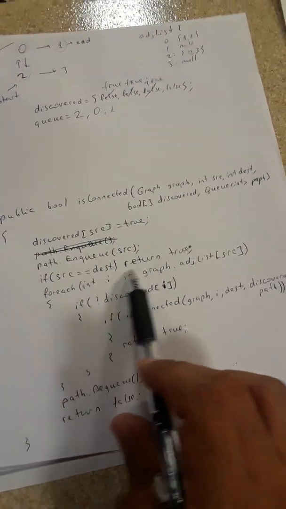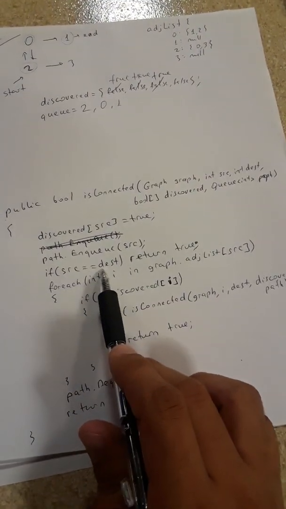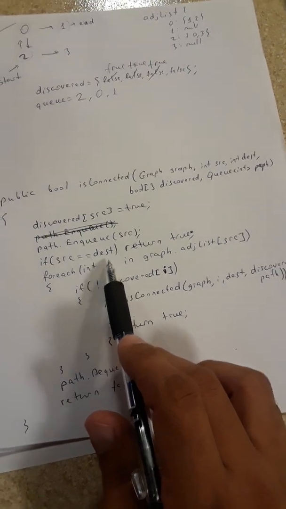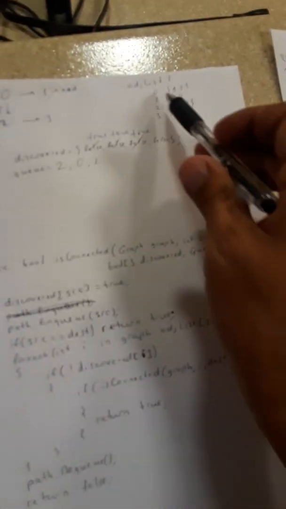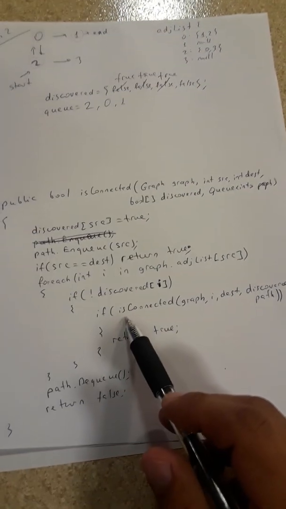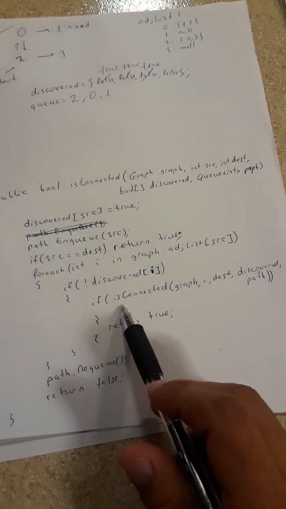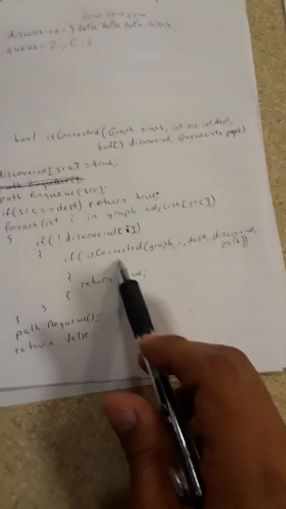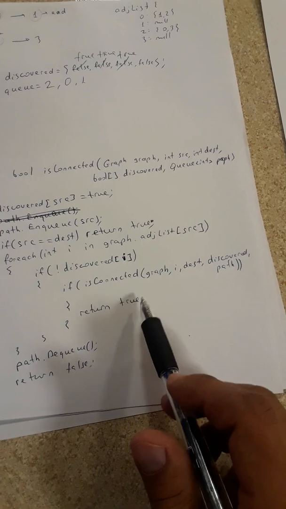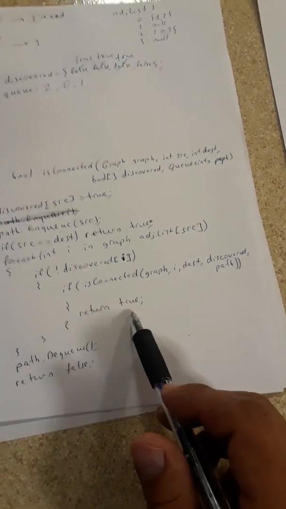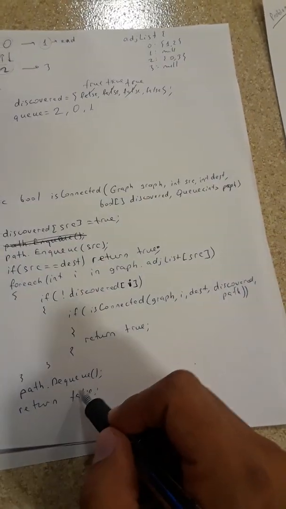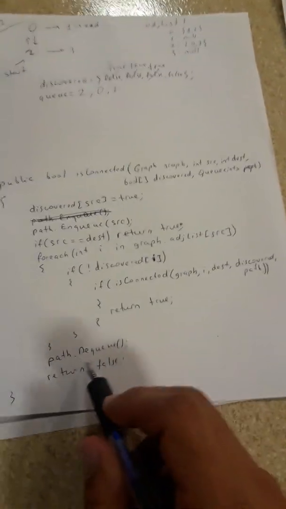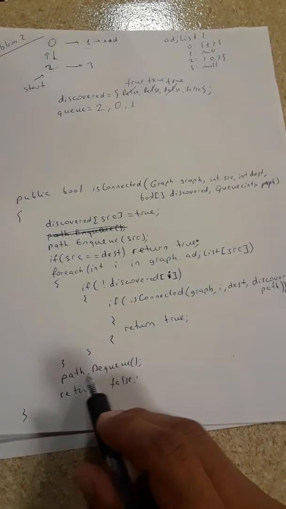As you see, it will return true if the source becomes equal to the destination. Otherwise, we'll keep going through each element in the list and keep calling is connected. And once it returns true, we'll take this path queue and print all the elements from this queue.